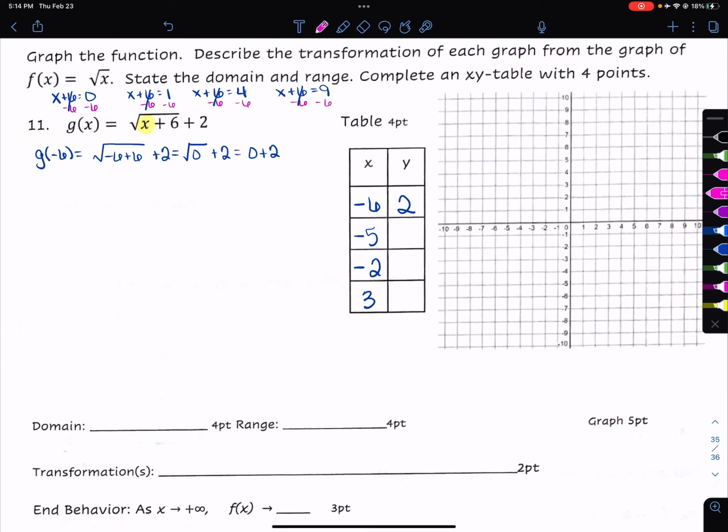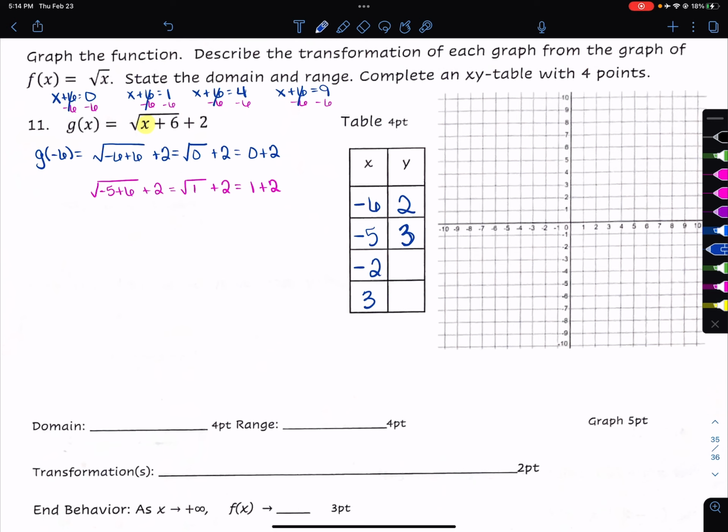Okay, all right, let's do that again. This time, though, instead of putting in -6 for x, I'm going to put -5. This plus 2 is outside the radical. That is not part of the radicand. So then I have the square root of 1, then plus 2. The square root of 1 is 1, and 1 plus 2 is... or 1 plus 2 is 3. That was a silly mistake there. 1 plus 2 is 3.